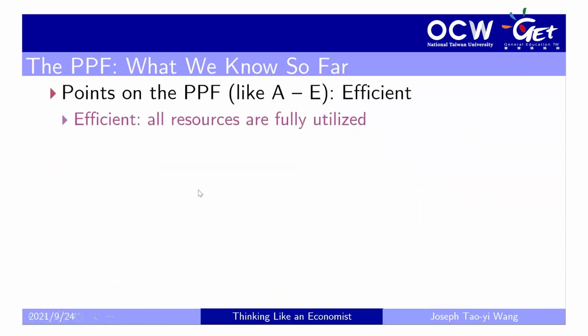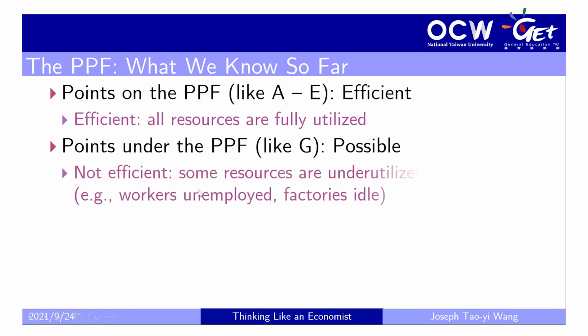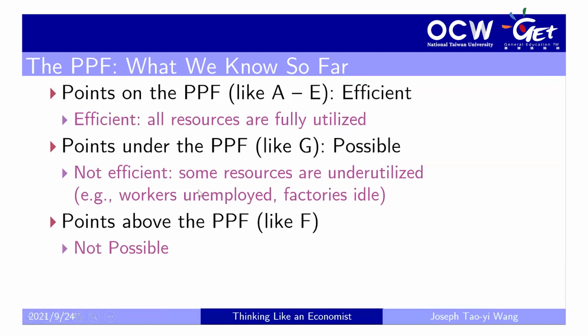Okay, up to here we know that if you're on the PPF, it's efficient. All resources are fully utilized. If it's under the PPF, it's possible, but not efficient. Some resources are not used. Some workers are unemployed. Factories are lying idle, not working. No pay leaves, 无薪假, things like that. And if you have points that are above the PPF, that's not possible.